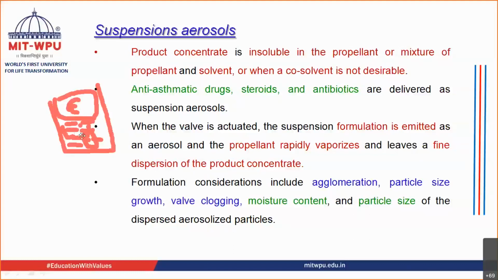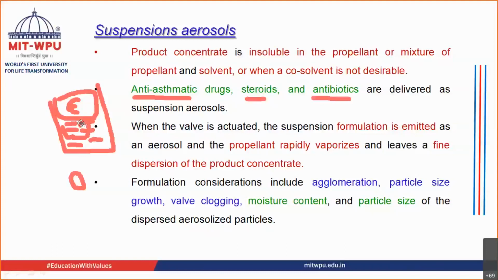Usually that happens when the active ingredient is not soluble in the propellant, as well as not soluble in the solvent system also. Hence we are not able to prepare a solution out of it. So what we do is we disperse these drug particles inside this propellant system or propellant and solvent system. Usually the drugs used in suspension aerosols are anti-asthmatic drugs. Your steroids, your antibiotics usually are given in this form.